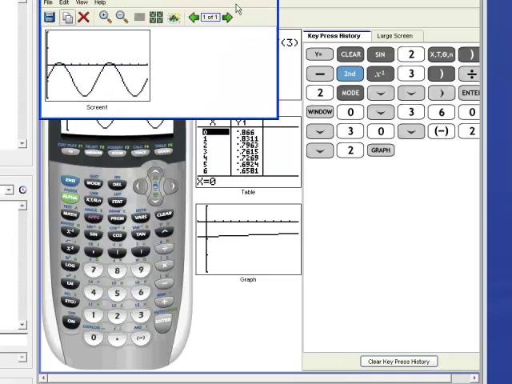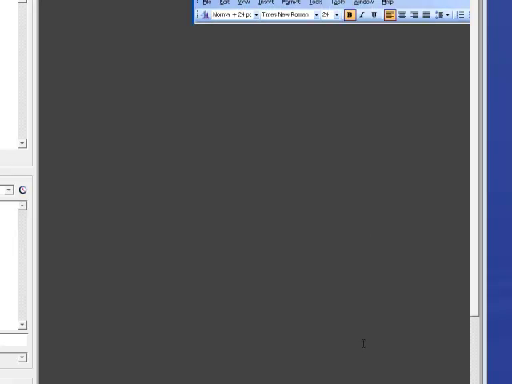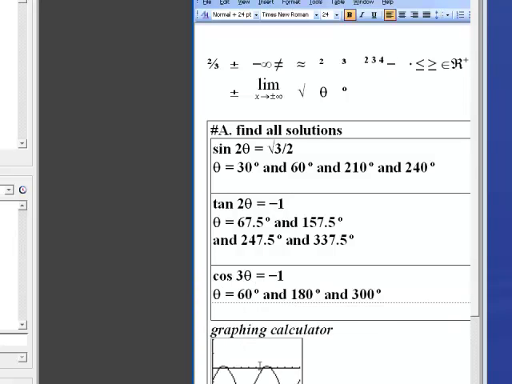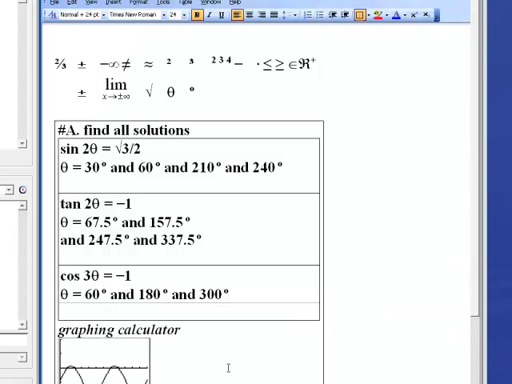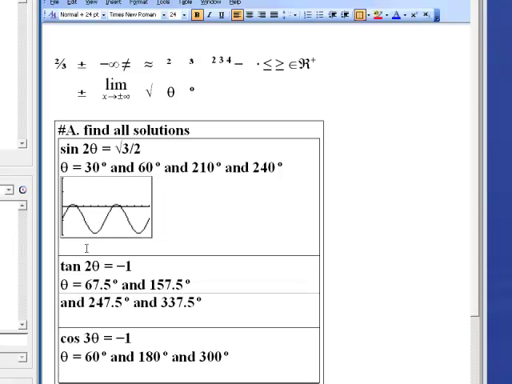I'm just going to copy this here and paste it into Word. Actually, that might just take too long to put in here. So again, here's 30, 60, 210, and 240 degrees, just as it had said. Put it right there. Okay, the second one then.